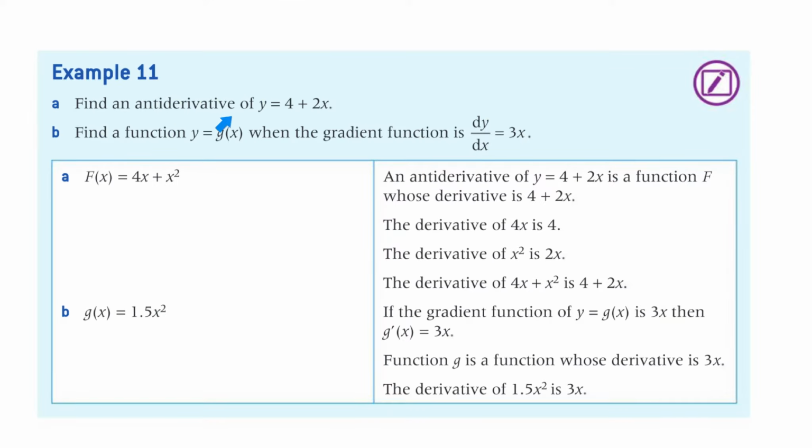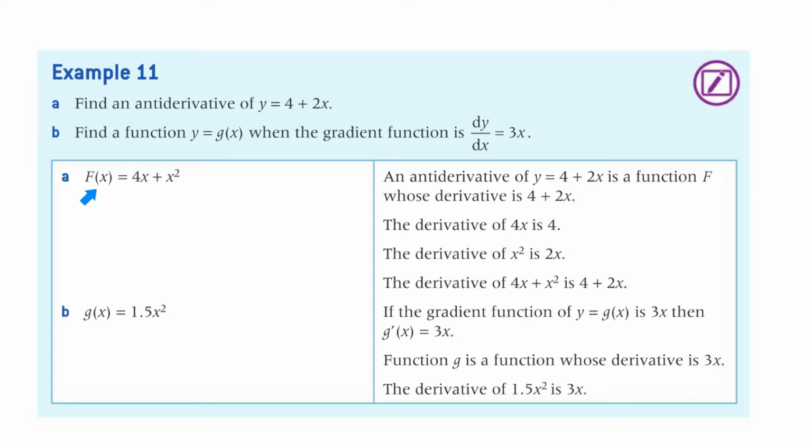Example 11, find an antiderivative of y equals 4 plus 2x. When you see a question like this, you think that's the derivative, so what function is that the derivative of will give you the antiderivative. And we can go term by term. So to get a 4, the original one had to be a 4x. When I say original, a function that would give this derivative would have a 4x in it. And a function that would give that as a derivative would have an x squared in it, because we're reversing how we actually got to a derivative. And that's why the answer there is 4x plus x squared.